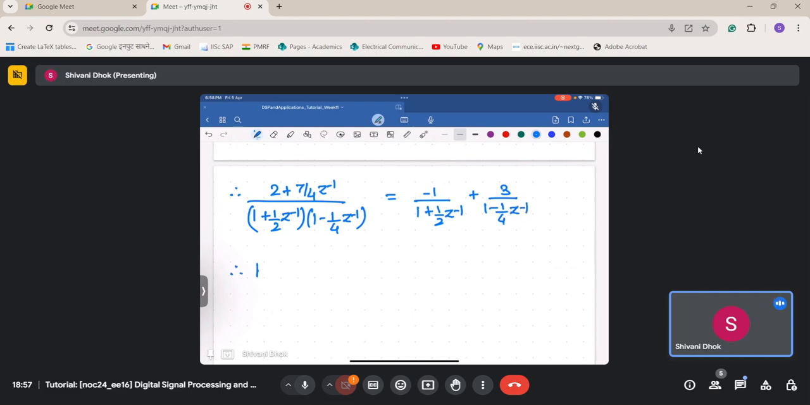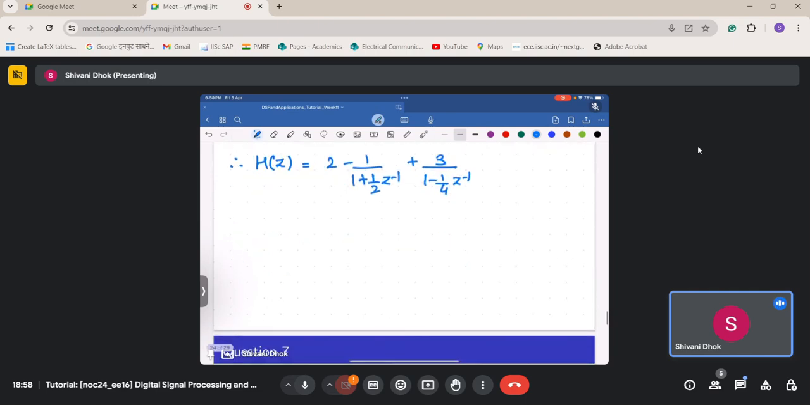So therefore H of z comes out to be equal to 2 plus this quantity. So then this will be equal to 2 minus 1 upon 1 plus 1 by 2 z inverse plus 3 upon 1 minus 1 by 4 z inverse. And this we need to realize using parallel combination. So for that, let us now do it one by one.